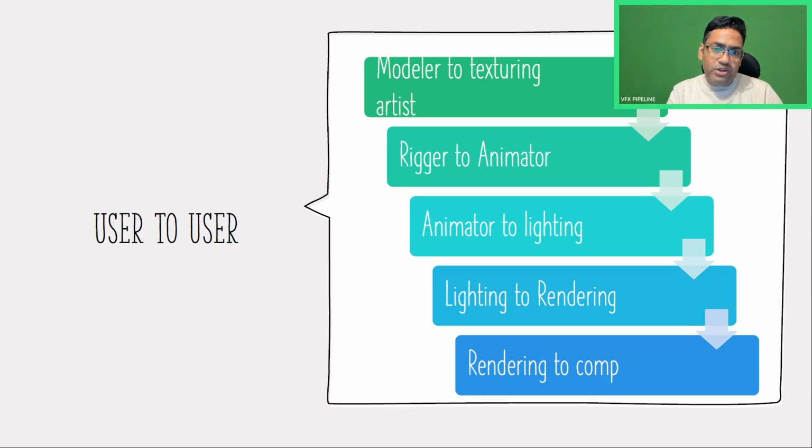The same goes for once a rigger finishes the rigging and the rigged model passes to the animator. Then the animator sends to lighting, lighting sends to rendering, and rendering sends to comp. This back and forth between departments is also considered user to user, and that can be easily automated to save a lot of time within your VFX pipeline. Okay.